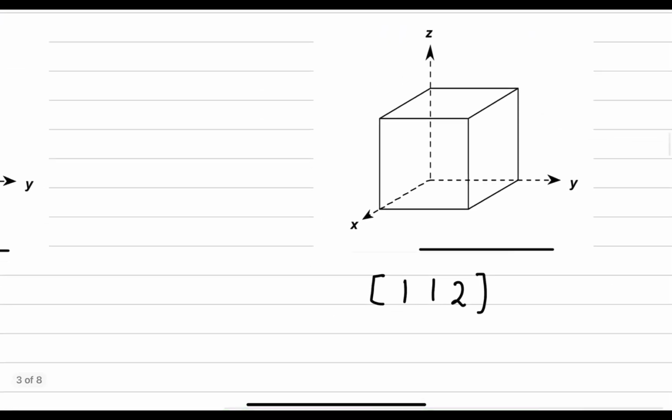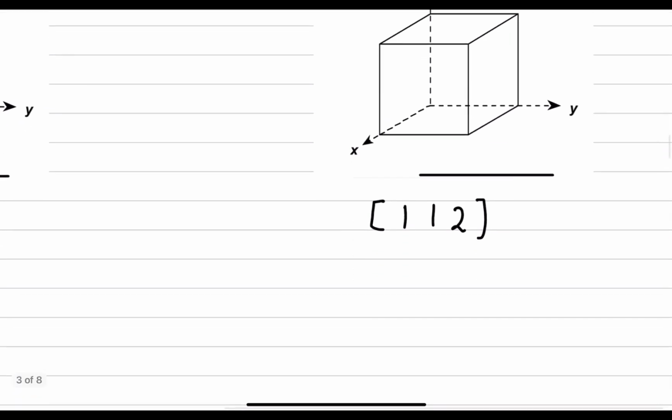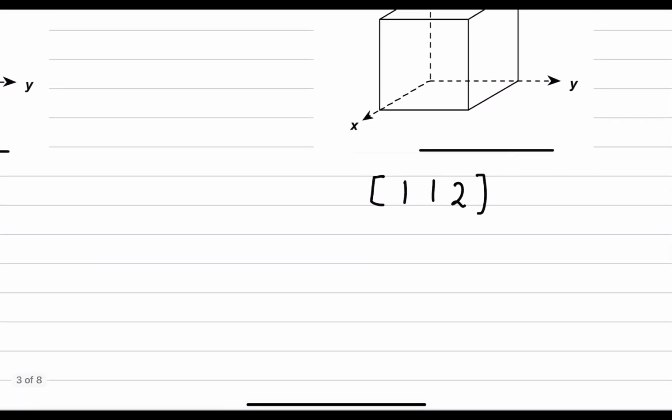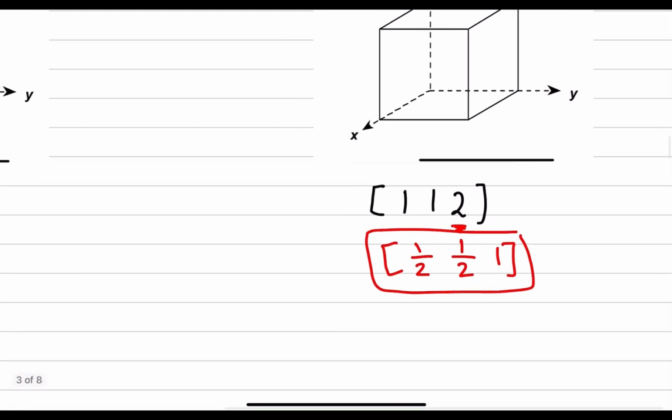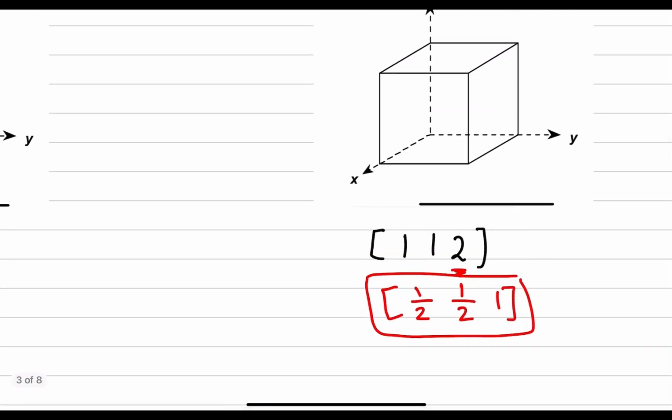We will move to this question. Here I want you to notice that the larger number is not one. We have two, so we need to divide by this number to get whole numbers. So we will divide by 2. So 1 over 2 is half, and 1 over 2 is half, and 2 over 2 is 1. So we'll use this new direction to draw. This is the first step, and we did it.